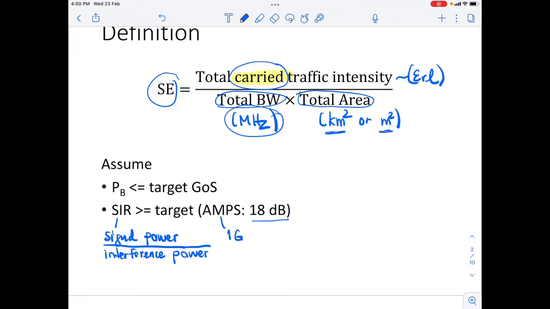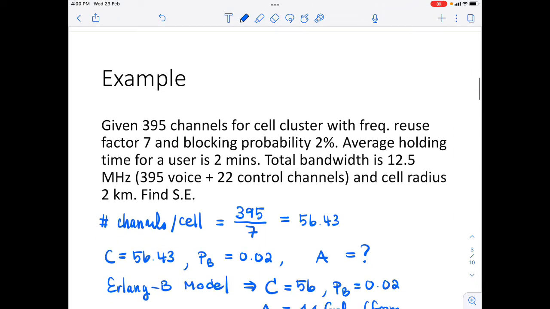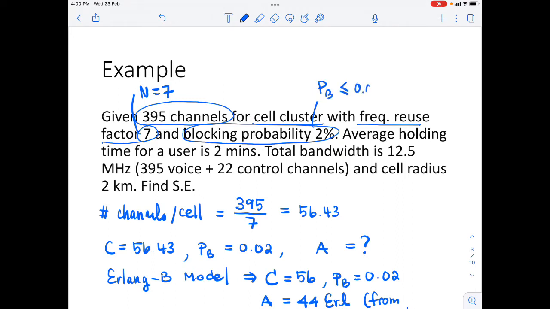So how do we analyze spectral efficiencies? We'll do it through examples. Let's take a look at this example. We have a system that provides 395 channels for a cell cluster, and this mobile system uses a frequency reuse factor of 7, so N is equal to 7. We assume that the target blocking probability is 2%. That means PB has to be less than or equal to 0.02.